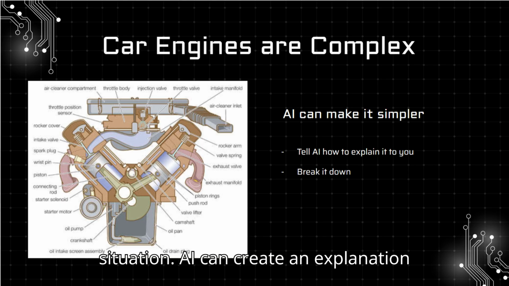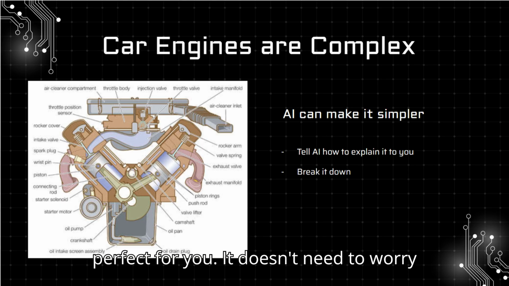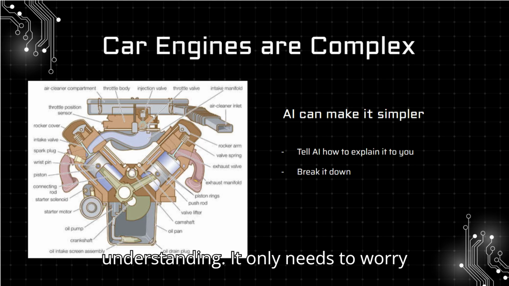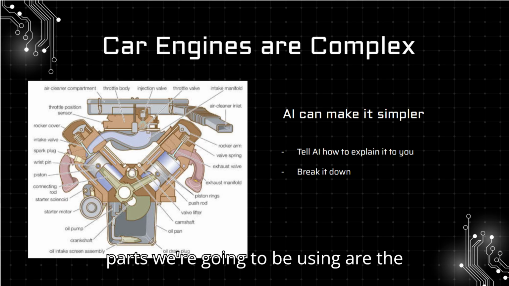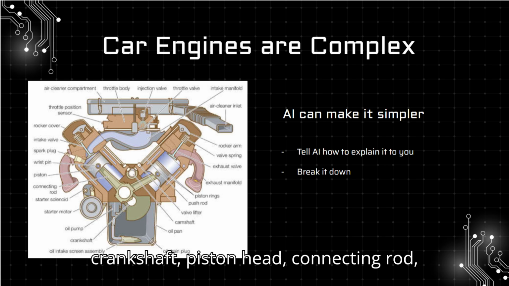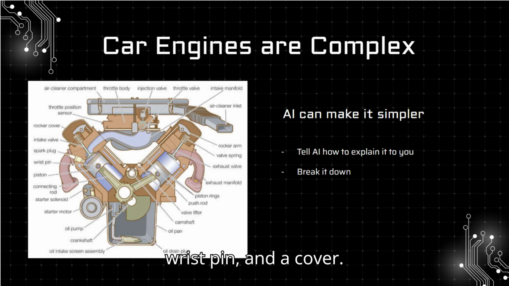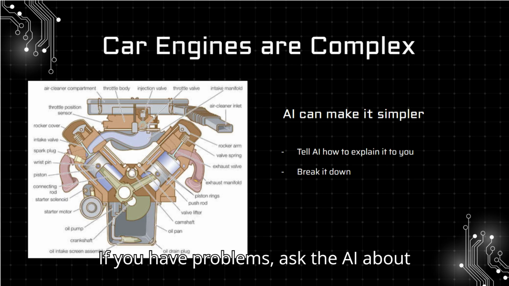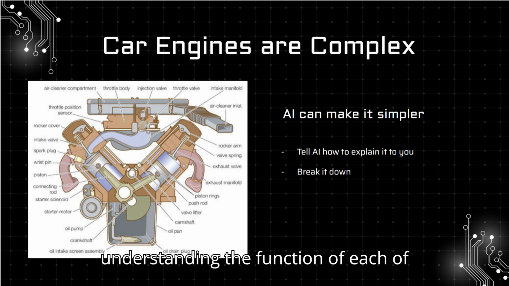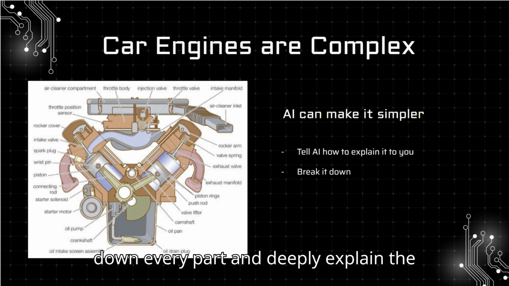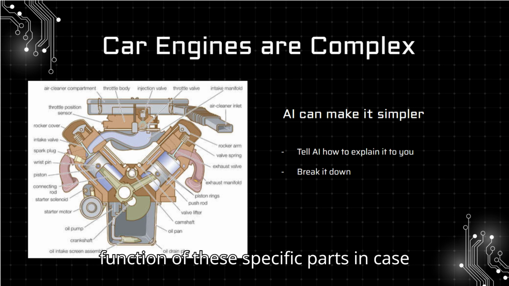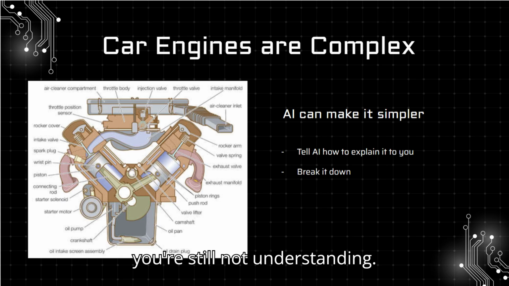AI can create an explanation perfect for you. It doesn't need to worry about the mass majority of viewers' understanding. It only needs to worry about answering your question. The parts we're going to be using are the crankshaft, piston head, connecting rod, wrist pin, and a cover. If you have problems, ask AI about understanding the function of each of these parts. You can even ask it to break down every part and deeply explain the function of these specific parts in case you're still not understanding.